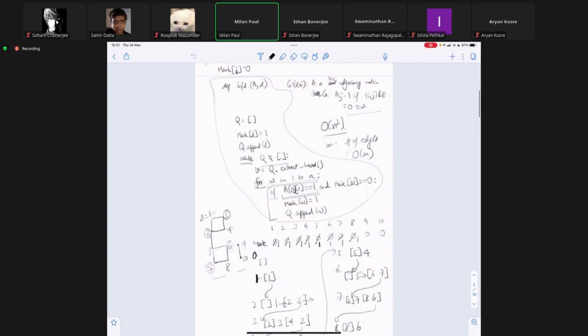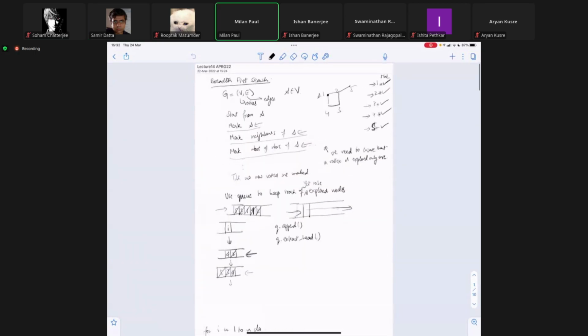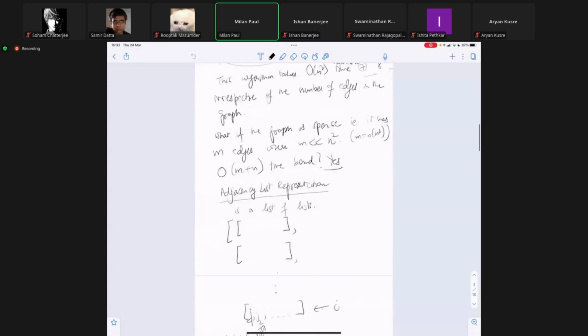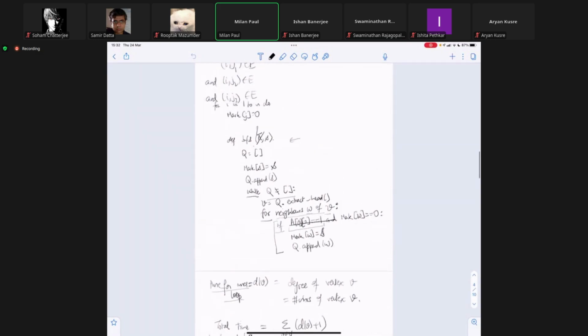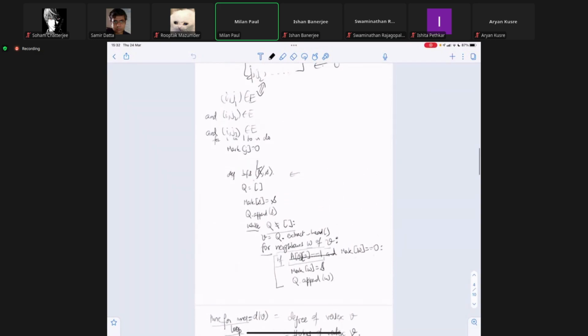I did not think like that. I was thinking that for the whole graph, each vertex will enter the queue once and leave the queue once, and then for each vertex we'll be checking for n minus one edges. So each edge will be checked twice. So maybe you are correct. That will be order n squared and not order n cube.